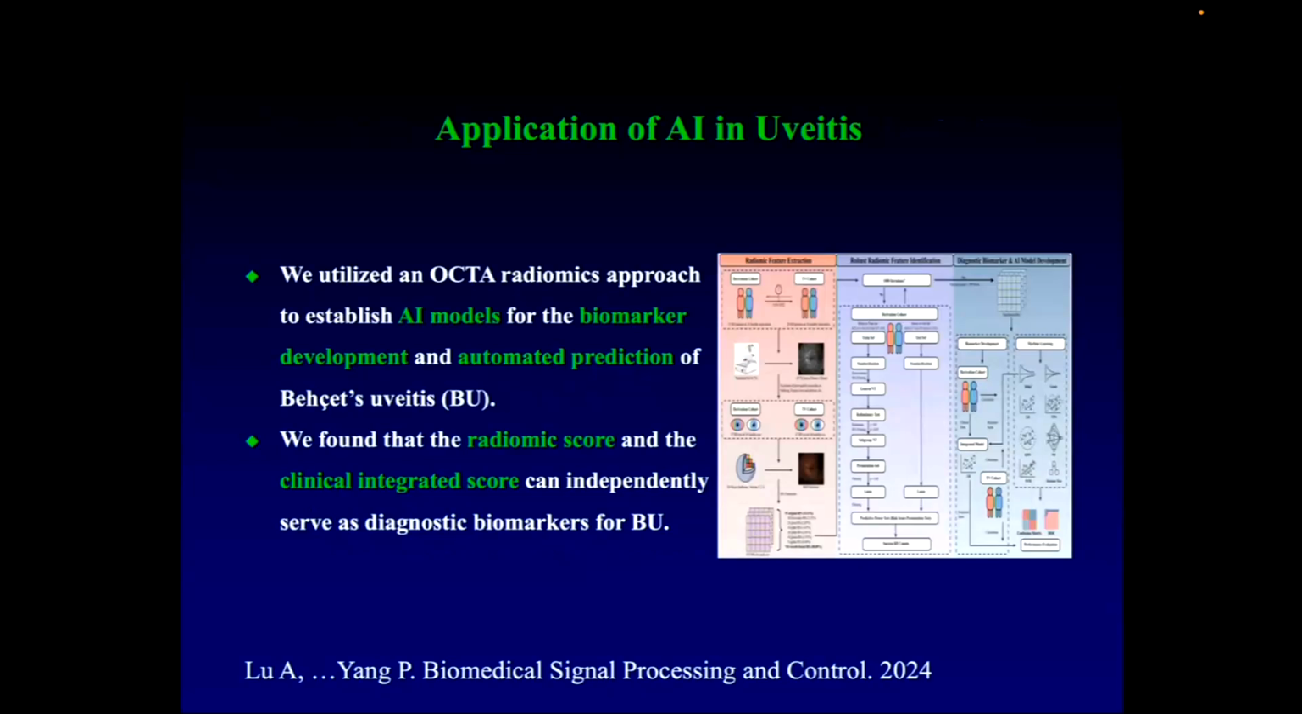This is our recent study combining OCTA and artificial intelligence. We utilized an OCTA radiomics approach to establish AI models for biomarker development and automatic prediction of Behcet's uveitis. We found that the radiomic score and the clinical integrated score can independently serve as diagnostic biomarkers for Behcet's uveitis.